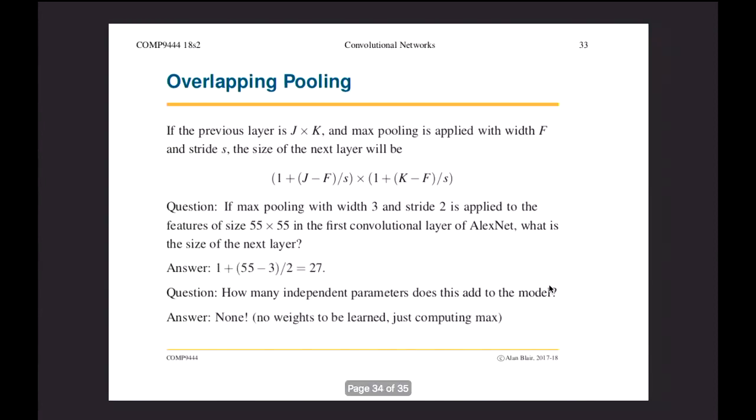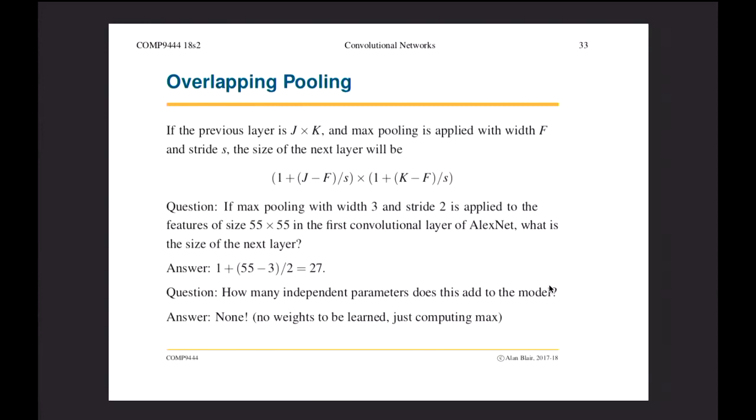So then you can ask, what's the size of the next layer? Well, again, it's the same sort of arithmetic that goes on here. If j is the size of the previous layer, you have to subtract the filter size and then divide by the stride and add 1, right? So if your first hidden layer has networks in a 55 by 55 array, and you do this max pooling, you would end up with something that's 27 by 27. And then this is a slightly tricky question that picks up on what someone else was asking about this during the break.